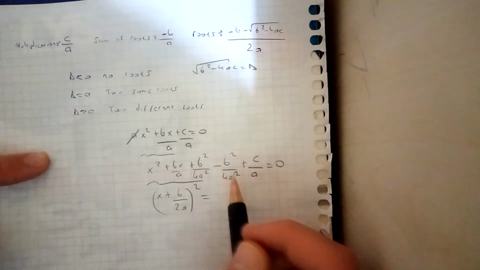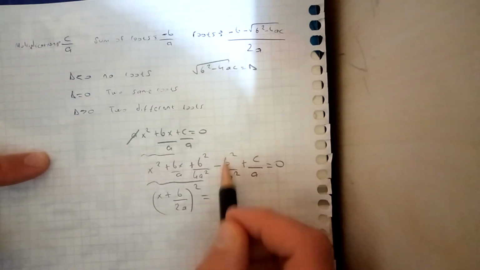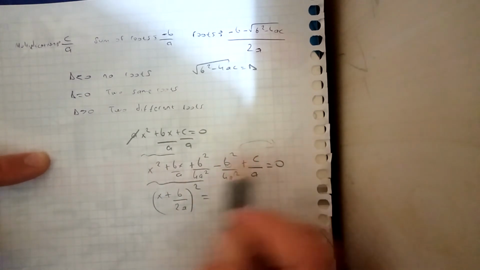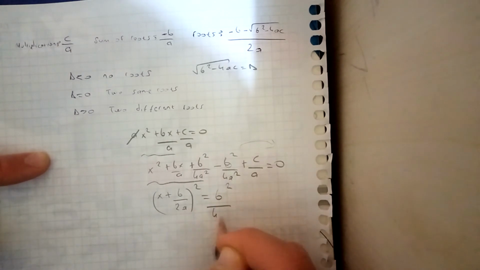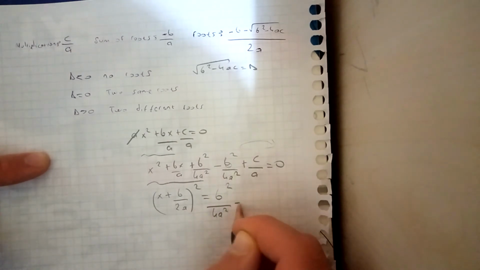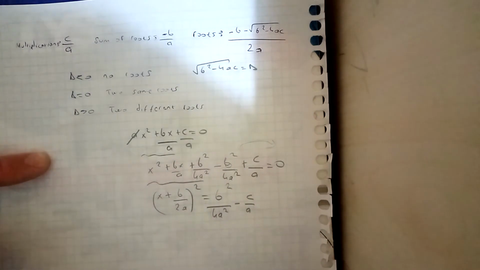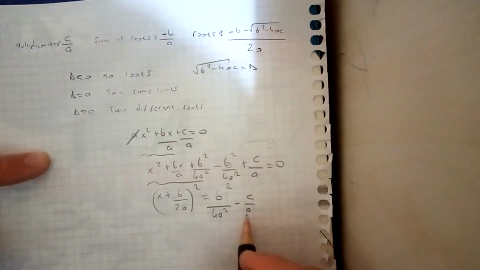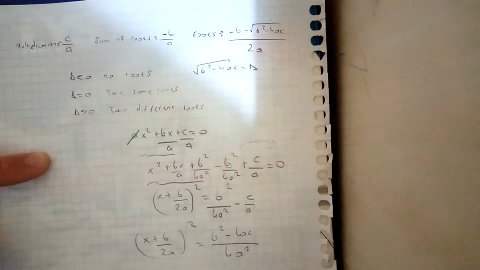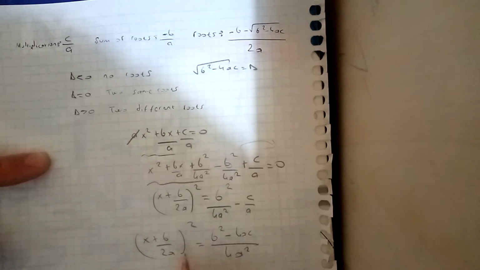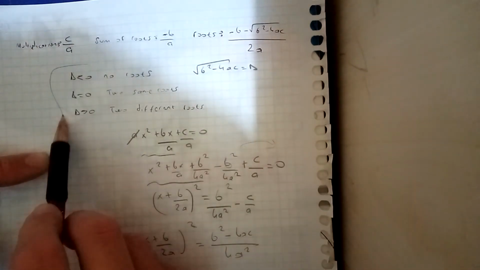and the terms which are here we should pass to the other side. It will be b square over 4 times a square minus c over a. And we should multiply this side with 4a. It will be like that. And right now, if we are careful here, we can explain these conditions.